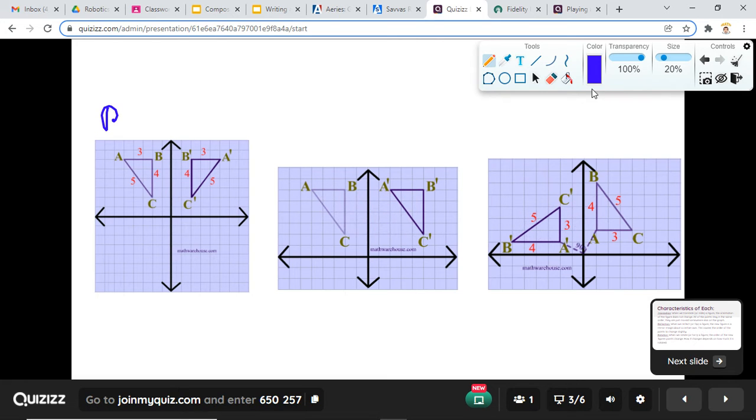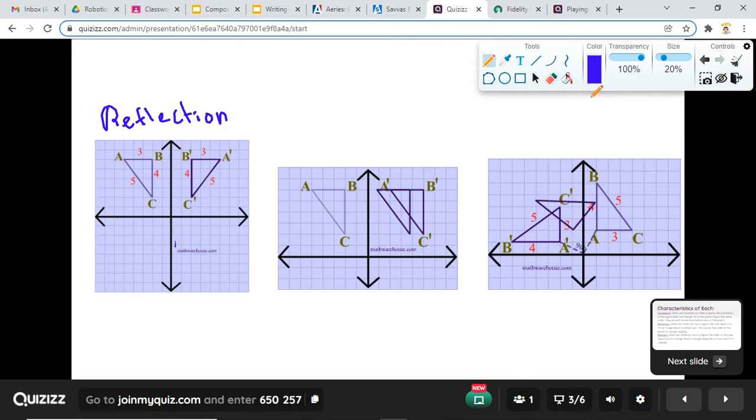If you guys were guessing that this was a reflection, you are absolutely correct. The reason it's a reflection is because with our axis of symmetry here, the y-axis, each point shares the same distance from the axis of symmetry as our old point. So B and B prime are both 2 units from our axis of symmetry. A and A prime are 5 units, and C and C prime are both 2 units.